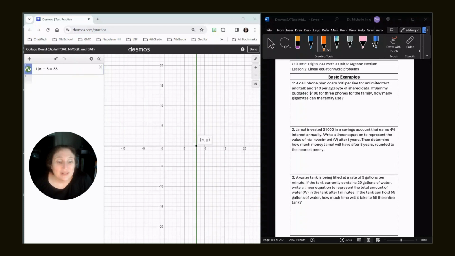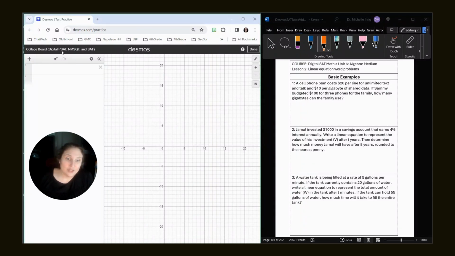Okay, we are looking at the basic examples. If you bought my book for $14.95 on Amazon, it is page 101. If you didn't, no worries. Go get paper and pencil, and also make sure your Desmos calculator is set to College Board.